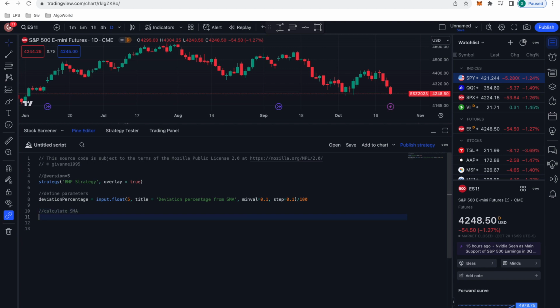Calculate SMA. Now SMA is pretty easy. We're going to probably do the 25-day. There is a library already in TradingView for Pinescript. It's called TA, which is technical indicator. I believe that's technical indicator, and it has pretty much everyone in there. But we're just going to use SMA for this one.